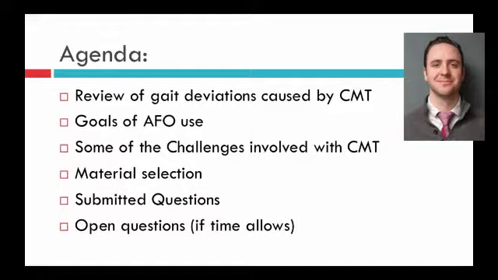I do have to get home and relieve the babysitter tonight, so I'm going to try to stick as close to an hour as possible if that all works out.